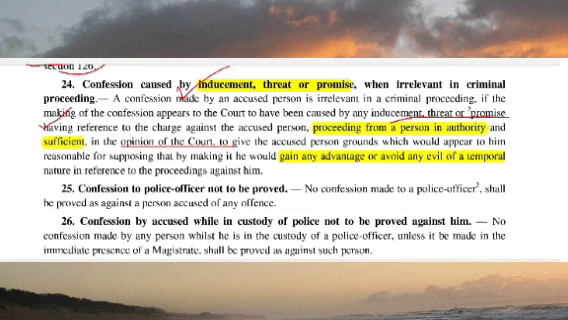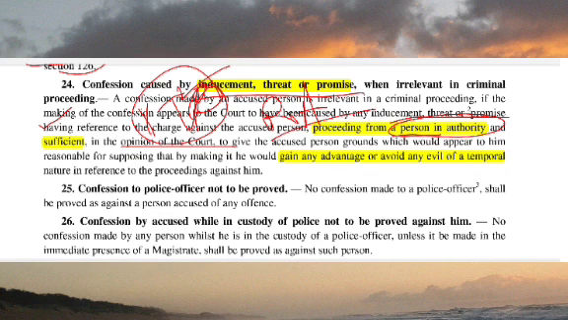Three points are important. First, the three words: inducement, threat, and promise, ITP. Then, proceeding from a person in authority, PIA, and it is sufficient in the opinion of the court. And then the person will gain an advantage or avoid an evil of a temporary nature. So these three lines are important.